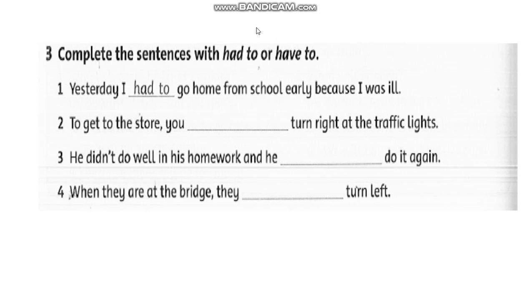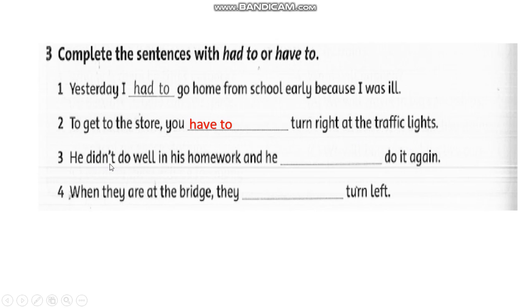Okay, move on. Exercise number 3. Complete the sentences with had to or have to. For example, yesterday you see the time marker of the past, so we use had to instead of have to. So look at this, number 2. Can you see the time marker of the past? No, so we will write have to. To get to the store, you have to turn right at the traffic lights.